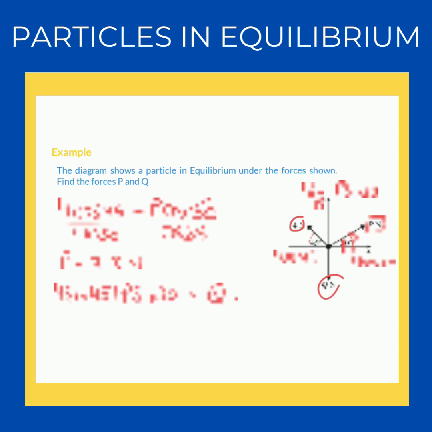So how to find Q? We just have to add these two forces. So it's 4 sine 45, which is equal to 2.8, plus P sine 30. Now what's P? P is 3.3, so it's 3.3 sine 30, which is 1.65. So 2.8 plus 1.65 is 4.45 newtons.